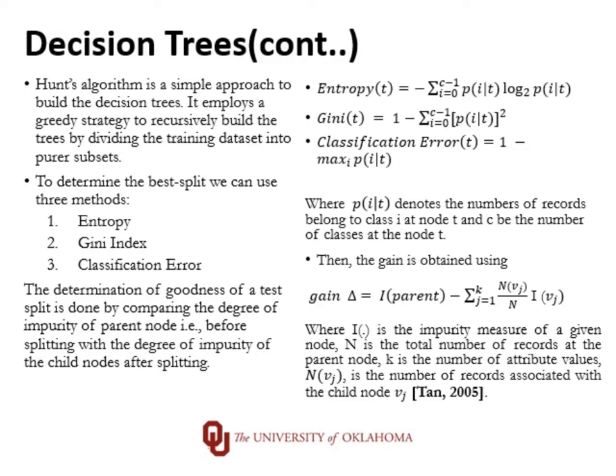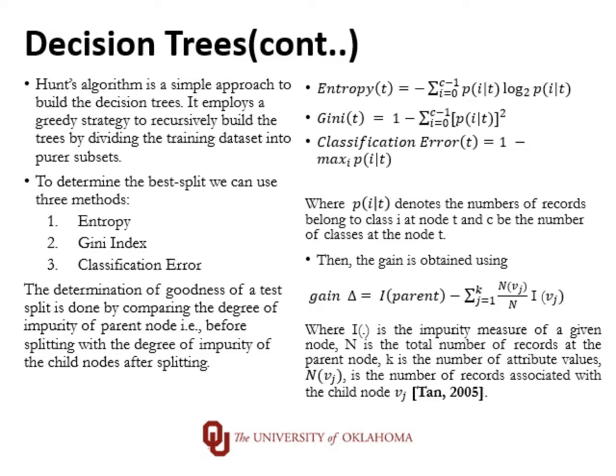The Gini index measures the probability of incorrectly classified variables. The Gini index varies between 0 and 1. 0 indicates that only one class exists, 1 indicates that the elements are randomly distributed, and 0.5 indicates that the elements are distributed equally. And classification error occurs when class labels are incorrectly assigned.